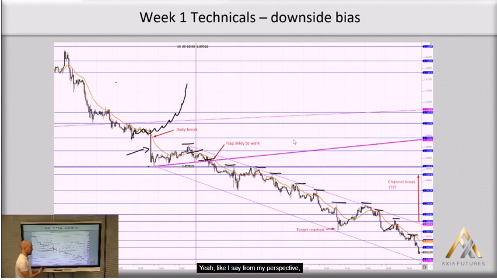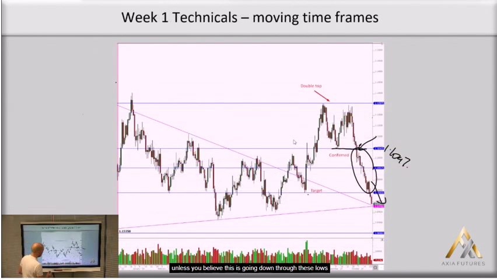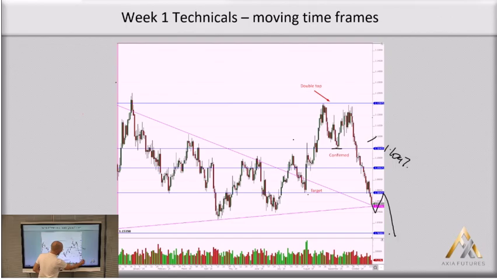Like I say, from my perspective, unless you believe this is going down through these lows reasonably soon, I find it really hard to see why you really think the euro's a sell here. At least not without a bounce. I'd be thinking if it is going to go down here, I'd want to see it do that.